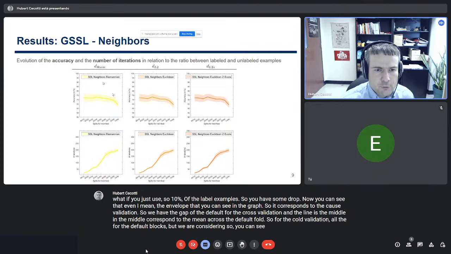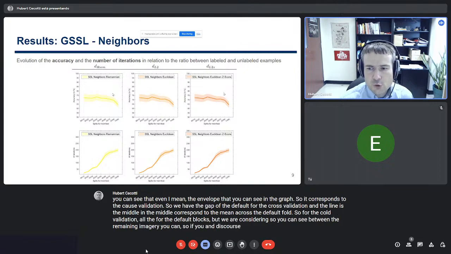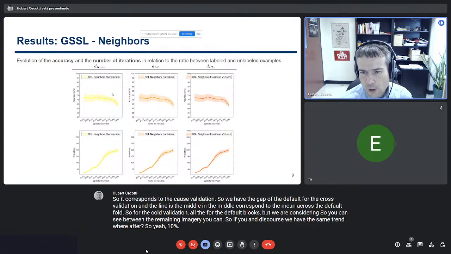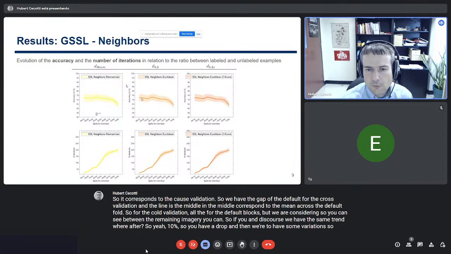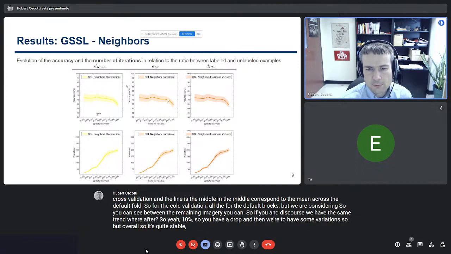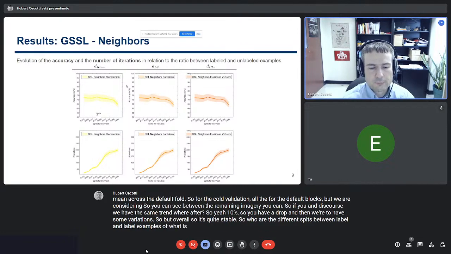Between the Riemann geometry and the Euclidean distances, we have the same trend: after 10%, we have a drop, and then also some variation. But overall, it's quite stable throughout the different splits between labeled and unlabeled examples, that is, what is used for training and what is retrieved as labels for the unlabeled examples.